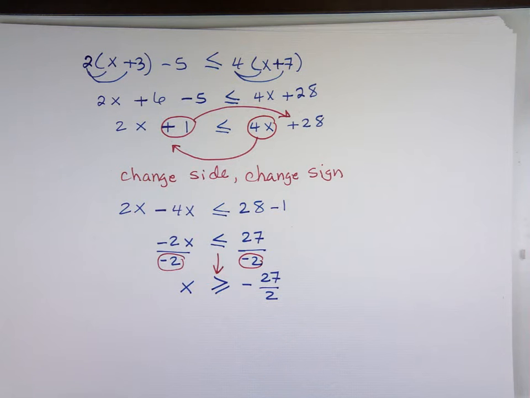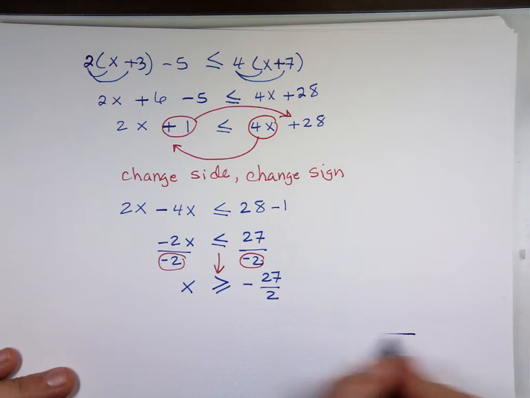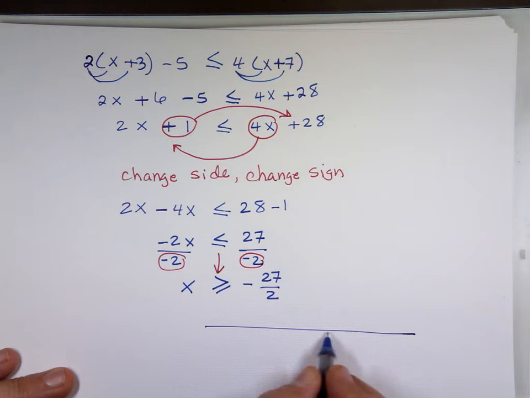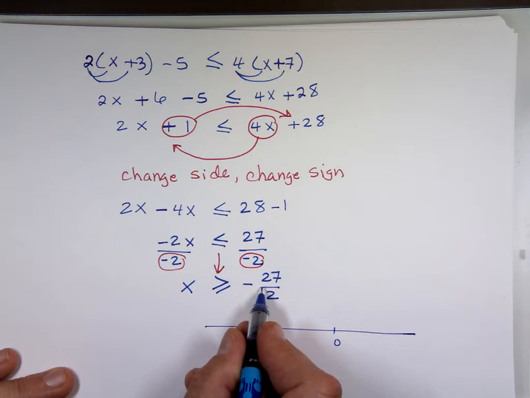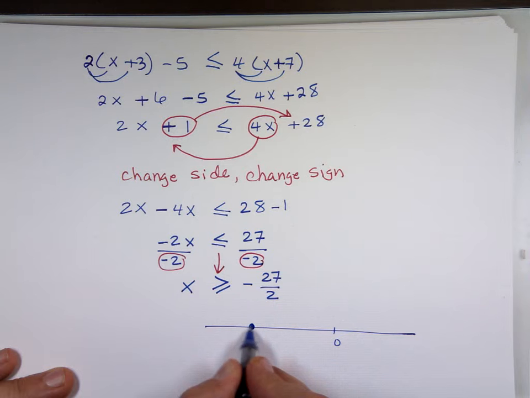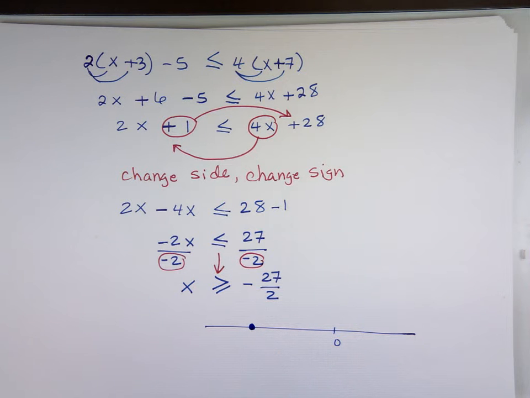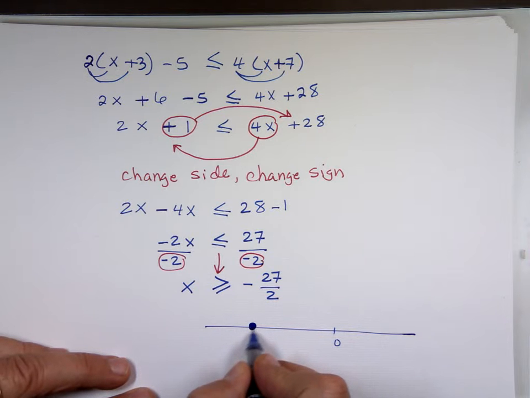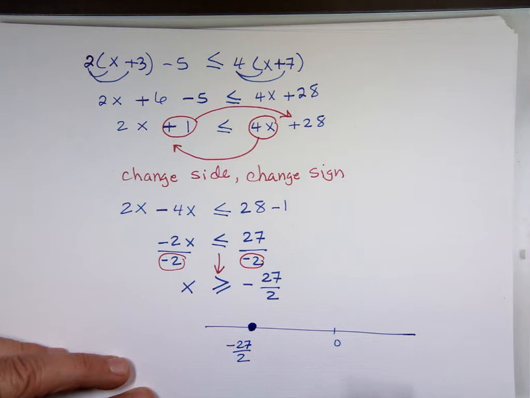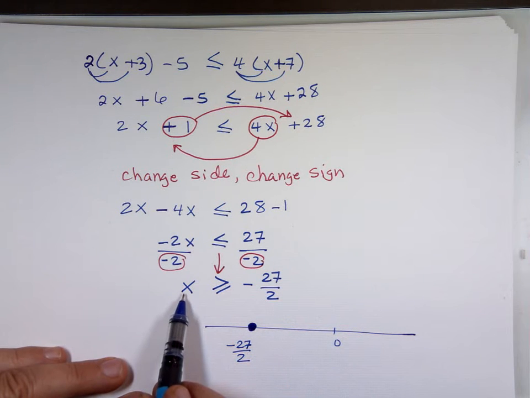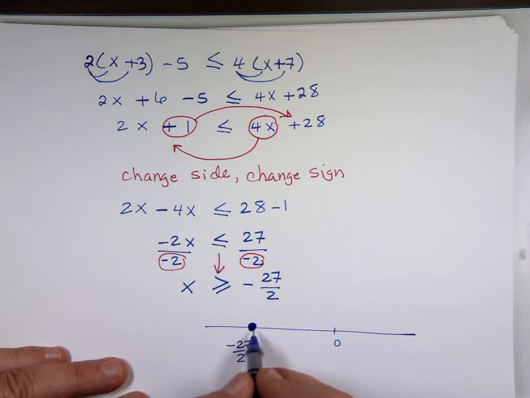So my solution now, if I was to graph it, if this is the 0, that's 13.5, so somewhere here. It is a closed dot, just by luck. And we're saying x is what? This is the negative 27 over 2. Is it bigger or less than? Bigger.